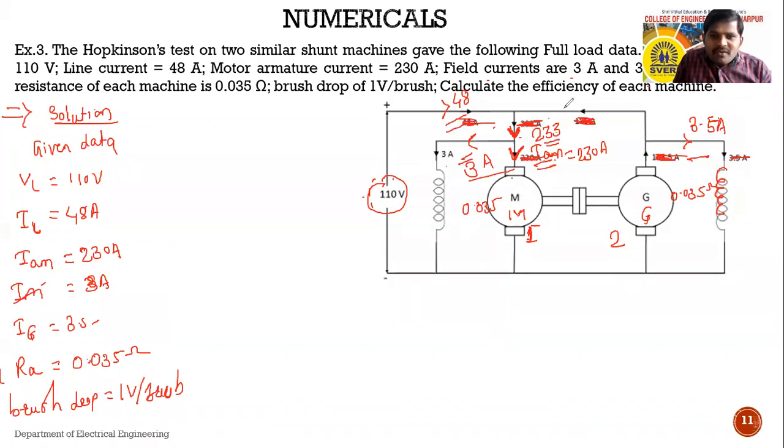Whether you people are able to calculate the value of the output current of the generator, can I calculate this current? So what is this current? It is the output current of the generator.